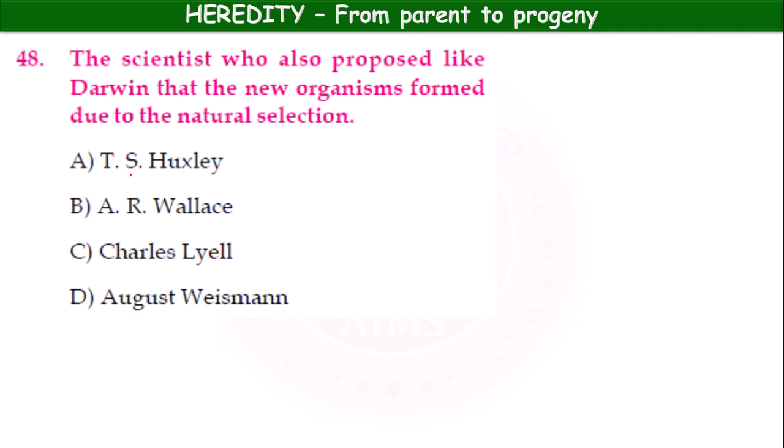The scientist who also proposed, like Darwin, that new organisms formed due to natural selection. Who is that? T.H. Huxley, Alfred Russel Wallace, Charles Lyell, August Weismann. Alfred Russel Wallace. Both of them proposed the theory of natural selection. 48, option B.